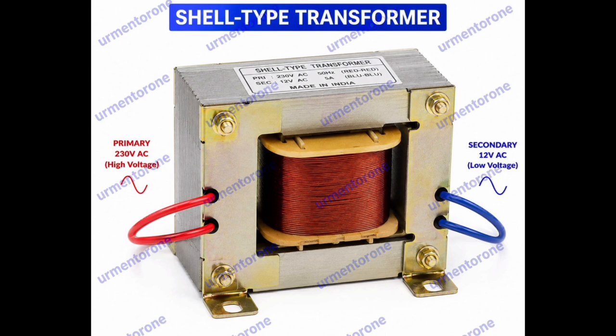It features a double magnetic circuit. The flux generated in the central limb divides equally and returns through the two outer limbs. It is mainly used for industrial purposes.